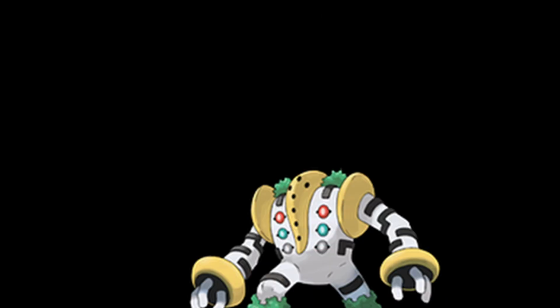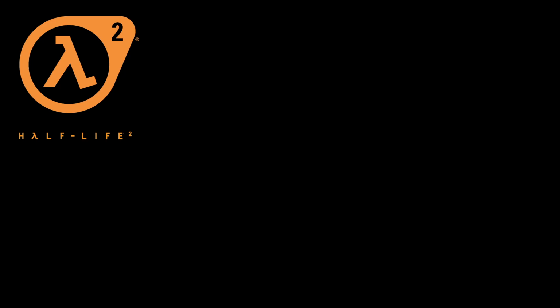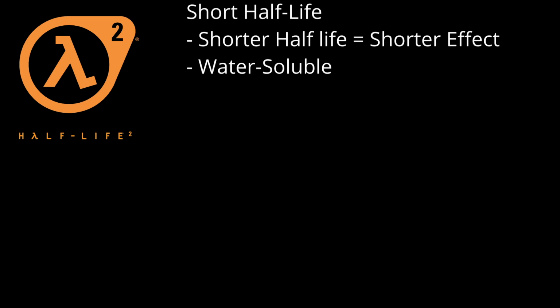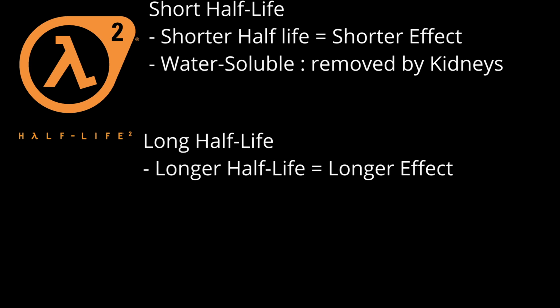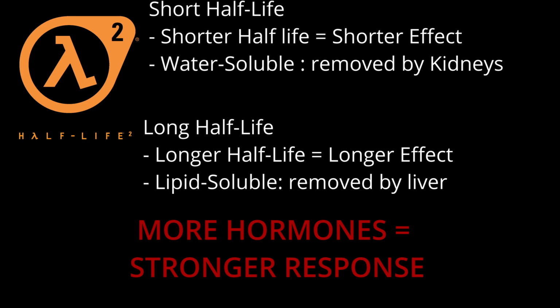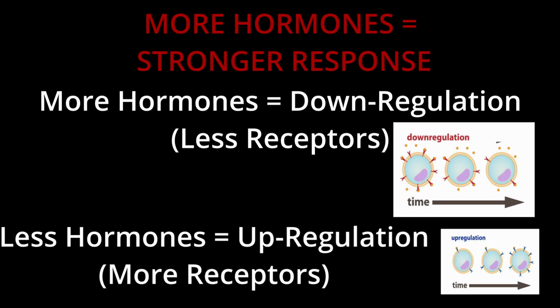Now, how do your hormones work? Well, they have something called a half-life, which means how long it takes for a hormone concentration to drop by 50%. Short half-life means the effect will be shorter, like water-soluble hormones, as the kidney can remove them from circulation. Long half-life means the effect will last for longer, like lipid-soluble hormones, because the liver must break them down. More hormones means a stronger response. When there's too many hormones, cells do what's called a downregulation, meaning they have fewer receptors. When there's little to no hormones, cells will do an upregulation, meaning they will have more receptors to increase sensitivity.